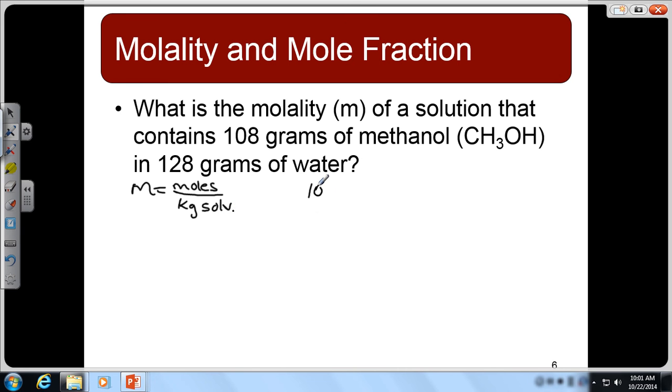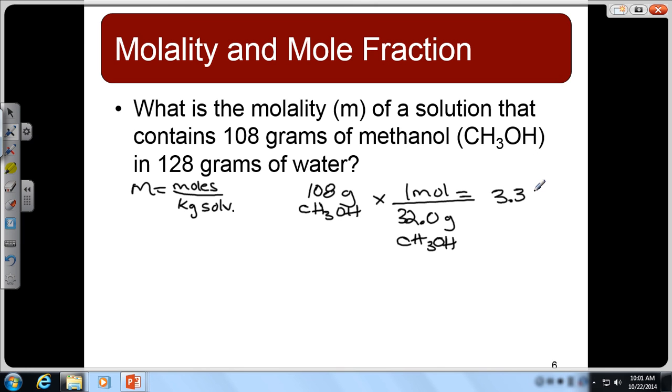So we're going to take our 108 grams of methanol. If we add up the molar mass, we have a carbon that's 12, 4 hydrogens that are 1.01 each, and an oxygen that's 16, so we get about 32.0 grams per mole. We have 3.38 moles of methanol. So we found our moles.